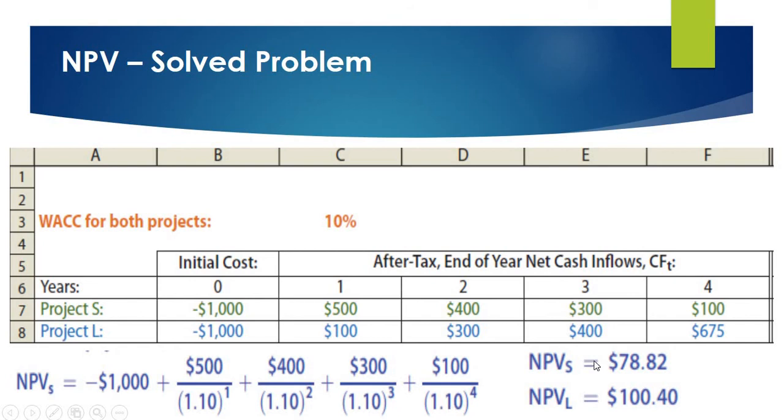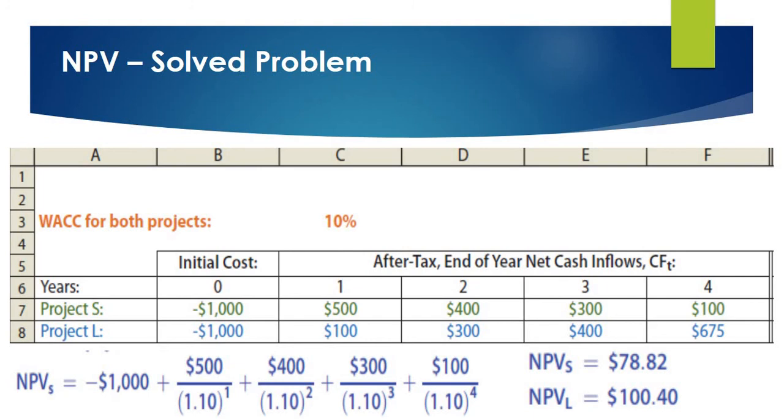So based on this, NPV of project S is $78.82 million, and NPV of project L is $100.40 million. So both projects' NPVs are positive. So based on the criteria of NPV, both projects are accepted.